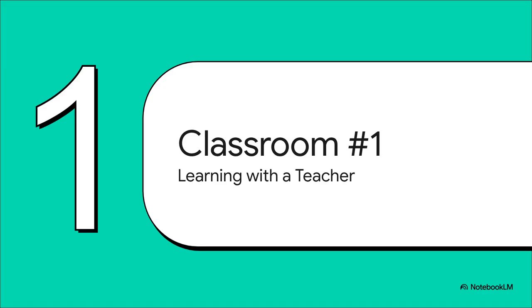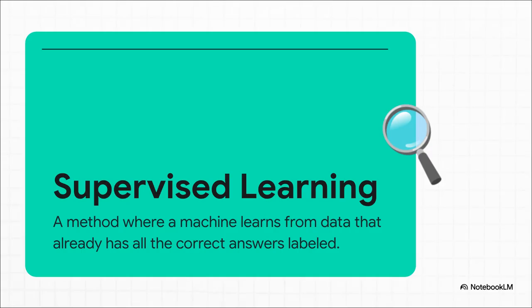So here we are, classroom number 1, learning with the teacher. This is by far the most common way we train AI models today. The official name for it is supervised learning. And the name says it all, really. In supervised learning, the student, our machine, gets a massive amount of study material, but here's the kicker. It also gets the complete answer key. Every single piece of data is already labeled with the right answer.